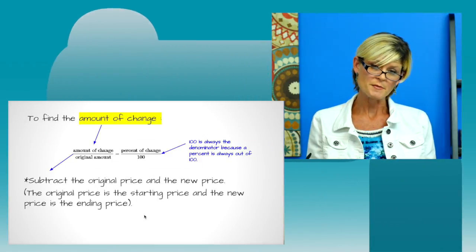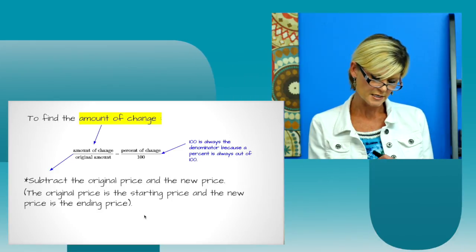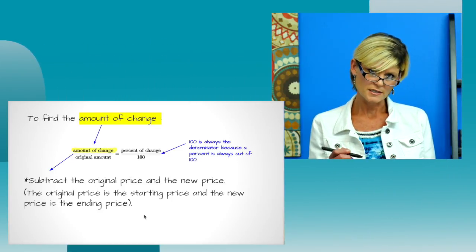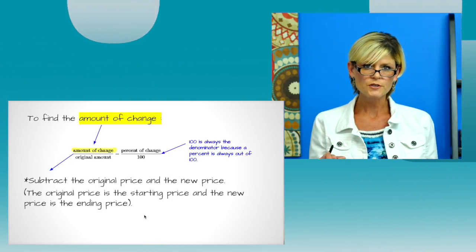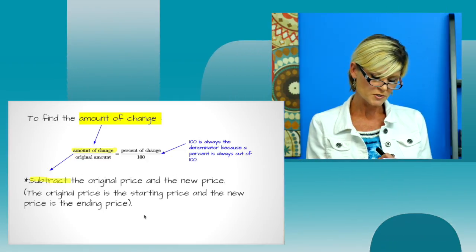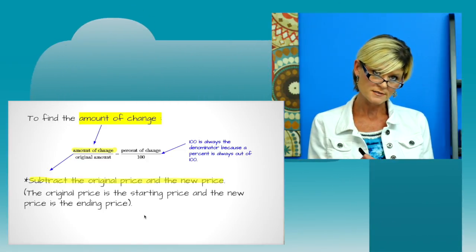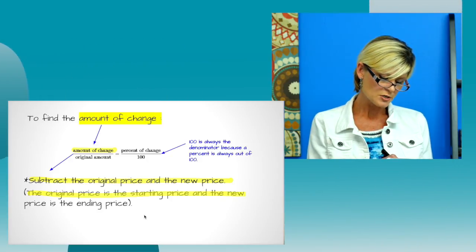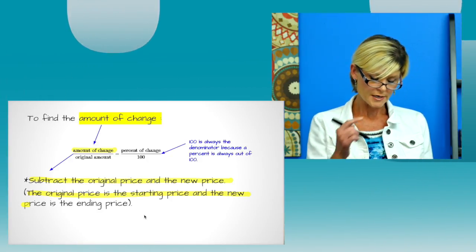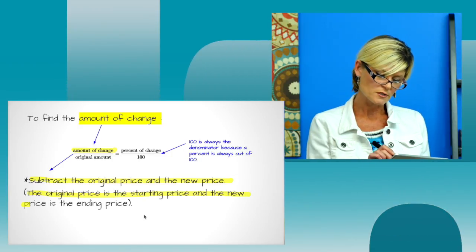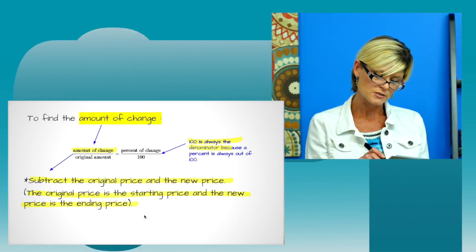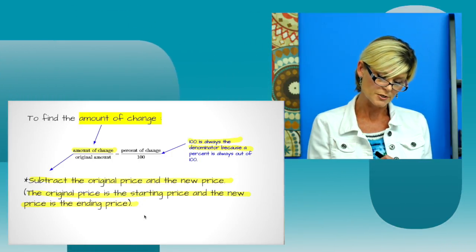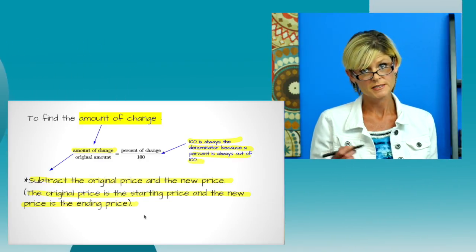Now let's talk about the amount of change. What exactly does that mean, and how do we find it in this proportion? If we're looking for the amount of change, all we do is subtract the original price and the new price. The original price is the starting price, and the new price is the ending price. And over here, I made a little blue note for you that says 100 is always the denominator because a percent is always out of 100.